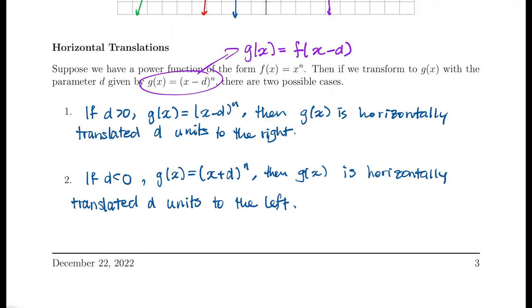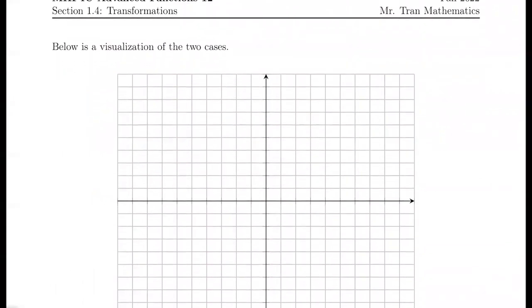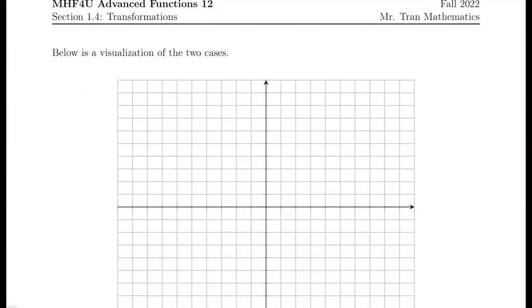So just those two cases, not too bad. We already had to look at something similar to this with quadratic functions. So let's once again do a little visualization of these two cases. Let's say we take the base function of y is equal to x squared. So we'll have a look at the parabola again.